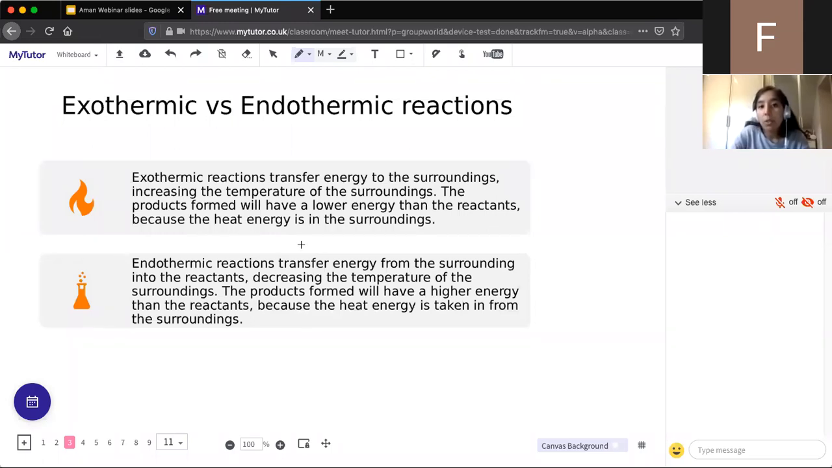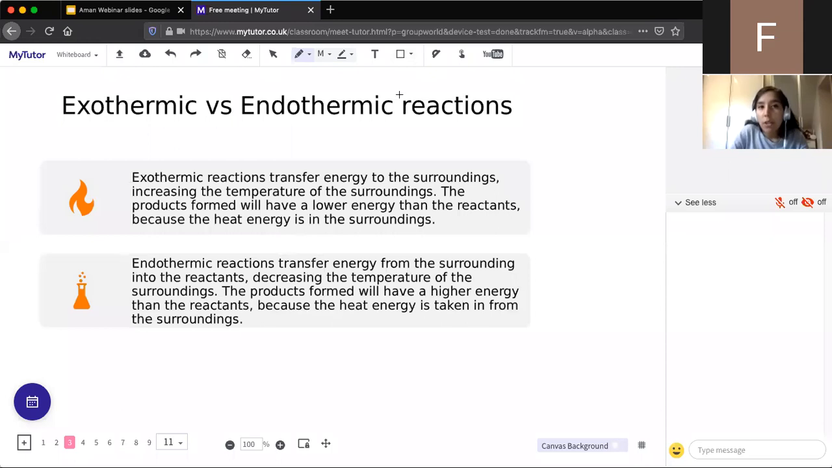So there's two distinctions there. The first thing is that in exothermic reactions, the energy is released, and in endothermic reactions, the energy is taken in. The other thing is that in exothermic reactions, the products have a lower energy or a lower temperature, and in endothermic reactions, the products have an increased energy or increased temperature.